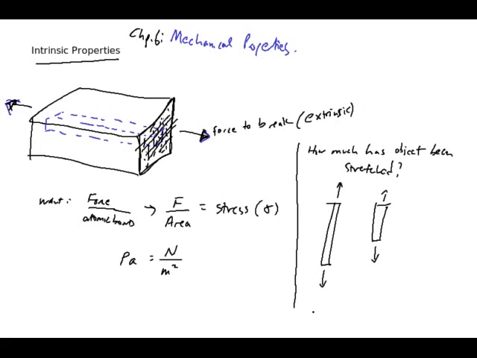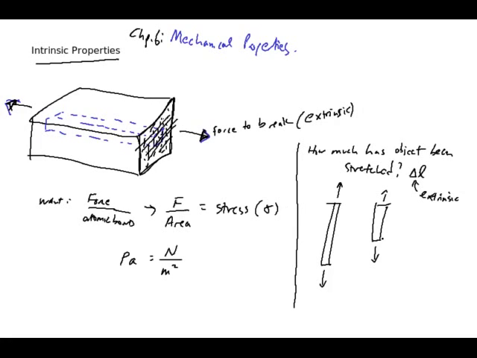So that's for the same force, same cross-sectional area, same stress. Note, remember, stress is force per area. So the amount that something's been stretched, as in like change in length, that would be an extrinsic variable. It depends on how long the sample is.